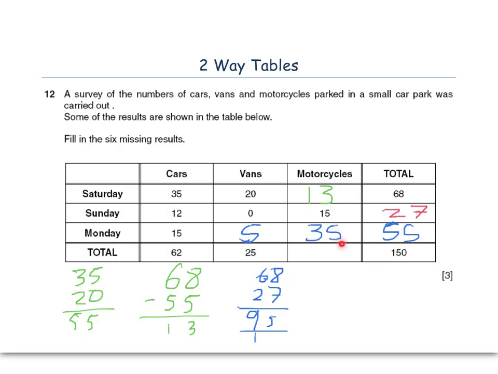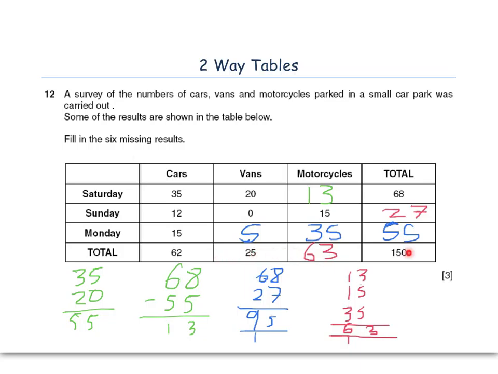Now finally we can find out the total number of motorcycles we saw in the car park on Saturday, Sunday and Monday. So to do that we need to add together the 13, add the 15, add the 35. Well, 3 add 5 is 8, add 5 is 13, carry the 1, 1 add 1, add 3 is 5, so the total is 63. Now if we add this row up, we should find that it equals 150 to check.